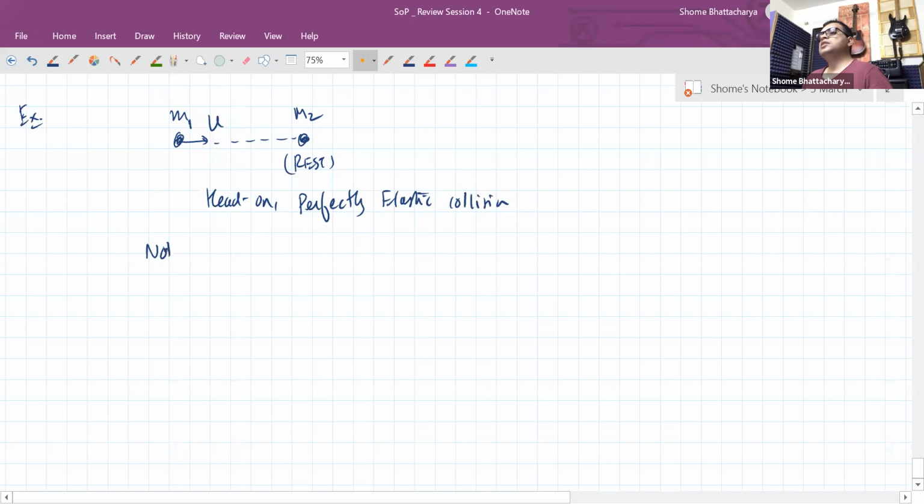So what will happen here is that if m1 is greater than m2, that is, the colliding particle is heavier, then m1 slows down, but continuing in the same direction.